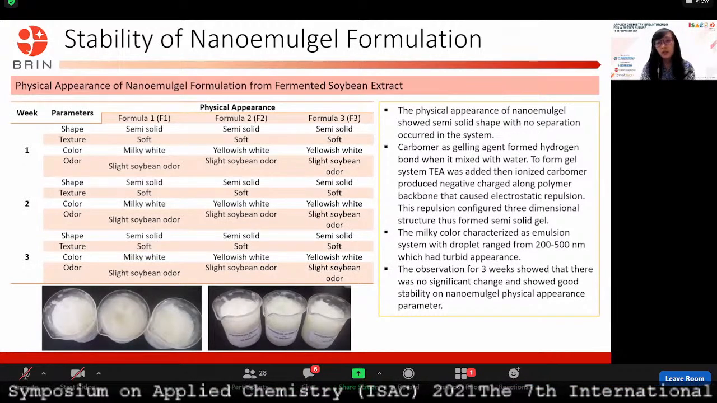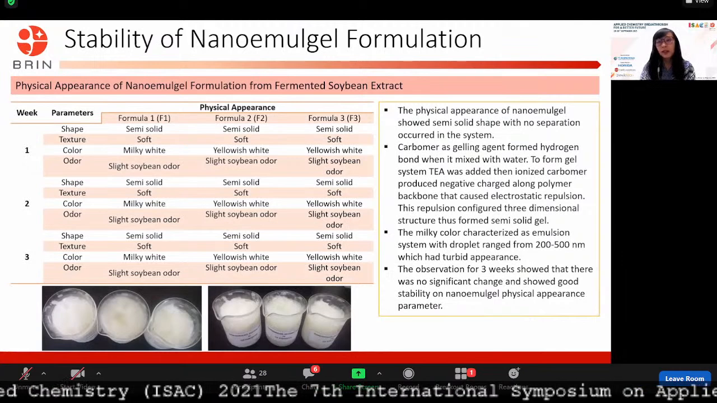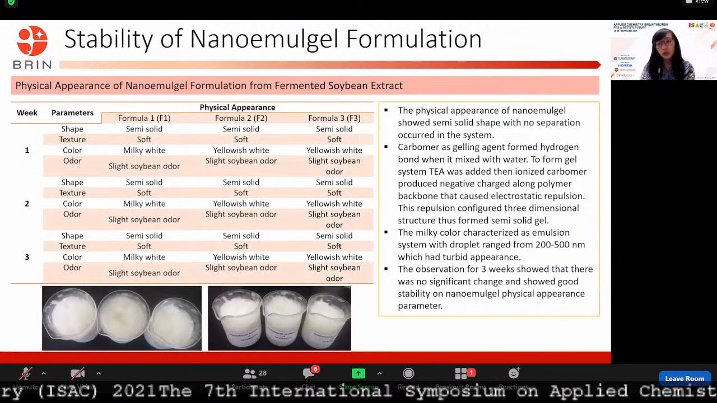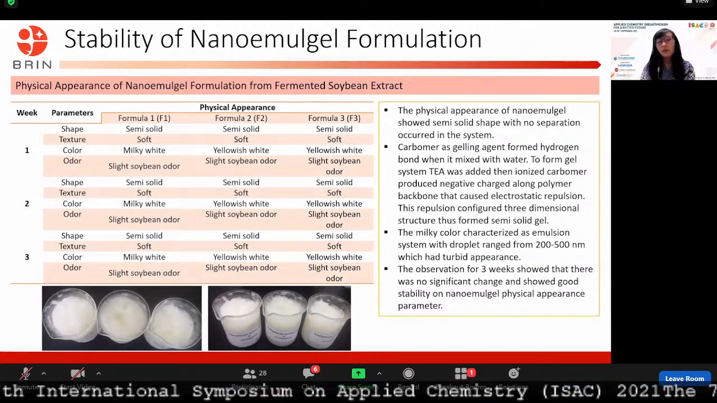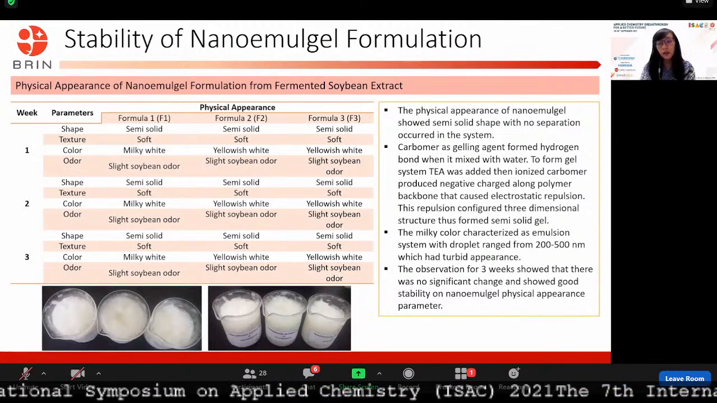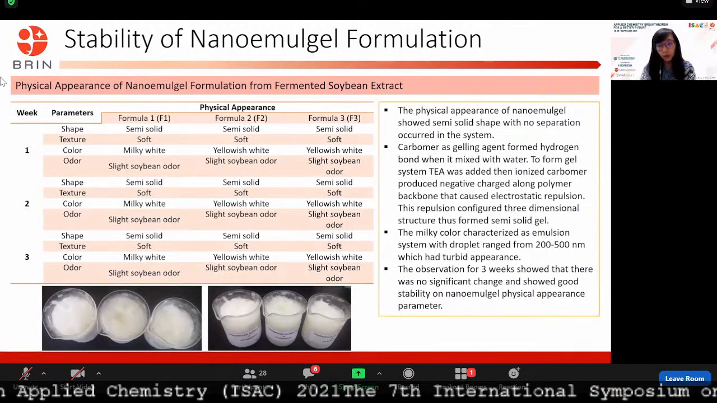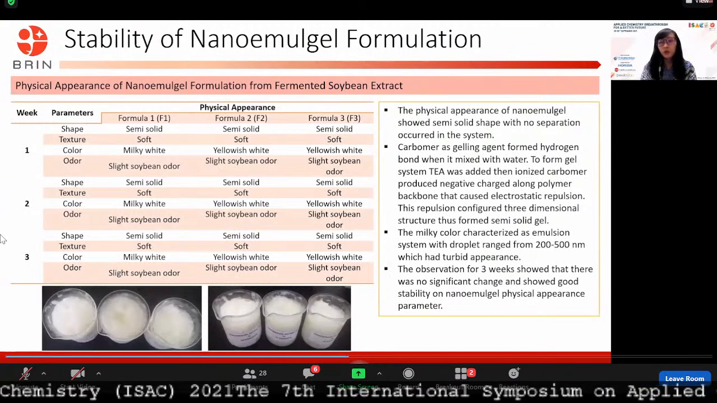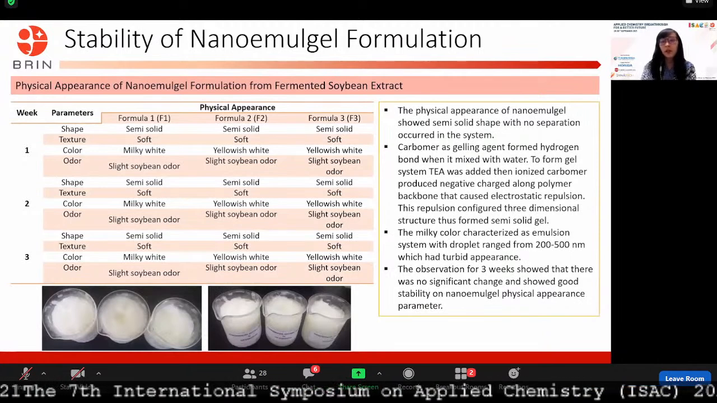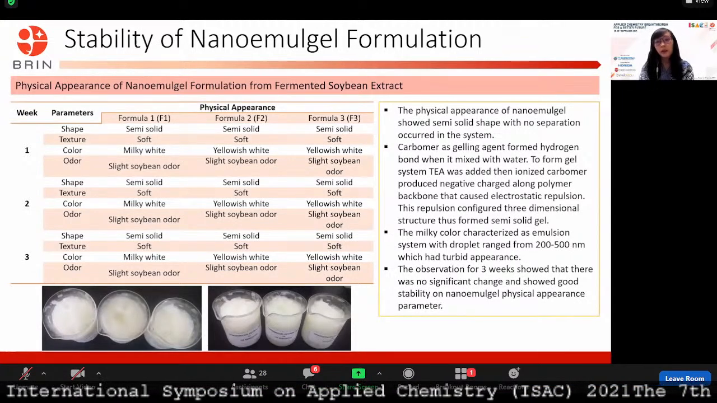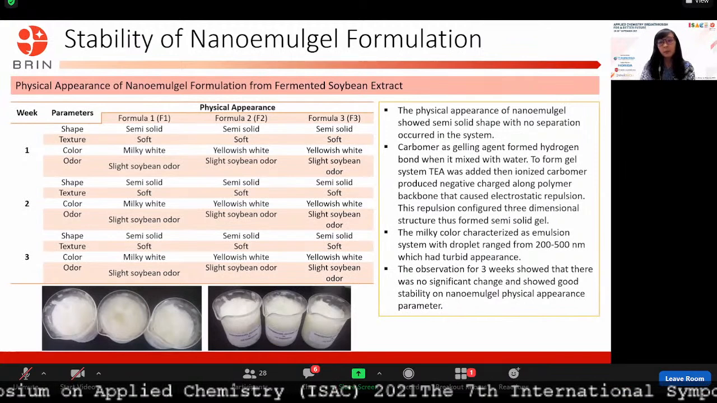Carbomer as a gelling agent forms hydrogen bonds when it is mixed with water. To form the gel system, triethanolamine was added, then the ionized carbomer produced negative charge along the polymer backbone that caused electrostatic repulsion. This repulsion configured a three-dimensional structure, thus forming a semi-solid gel. The milky color is characteristic of an emulsion system with droplets ranging from 200 to 500 nanometers, which had a turbid appearance. The observation over 3 weeks showed no significant change and showed good stability of the nano-emulsion physical appearance parameter.